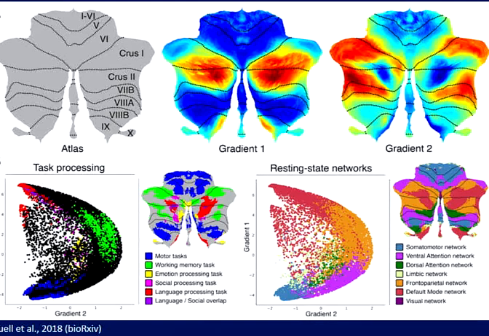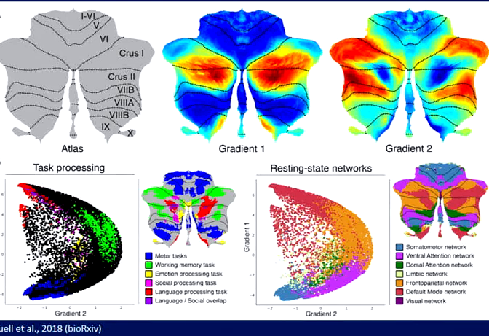If we compare gradient 1 with our previous task activity map in the cerebellum and plot it here on the y-axis, in the scatter plot shown at the left of the slide, we can see that gradient 1 goes from a motor task, shown in blue, to a working memory focused cognitive processing task, shown in green, all the way to a story listening unfocused cognitive processing task, shown in red.